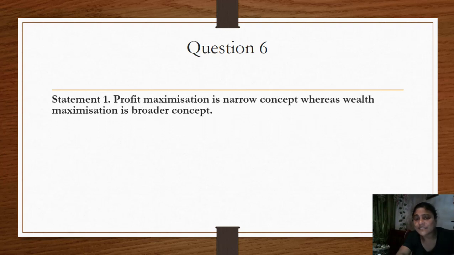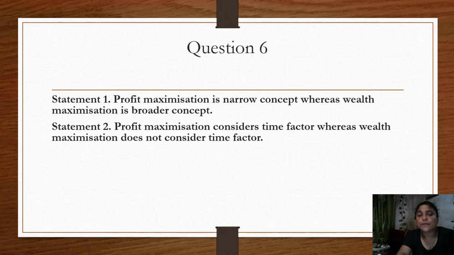Question 6 has two statements. Read the statements carefully. There will sometimes be questions wherein they give you two statements and ask which of the statements is true or whether both the statements are true. So you need to be very clear with the concepts to answer these kinds of questions. Otherwise, if you are not clear with the concepts, answering the multiple choice questions will be very confusing. Now statement 1 here says profit maximization is a narrow concept whereas wealth maximization is a broader concept.